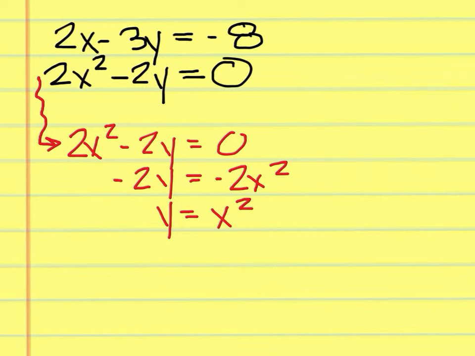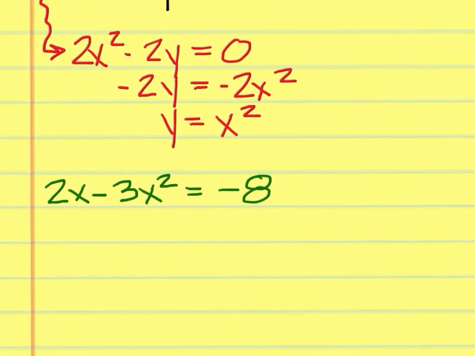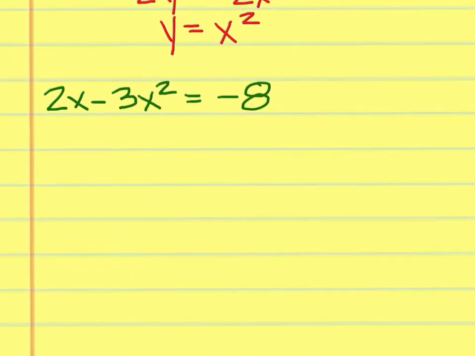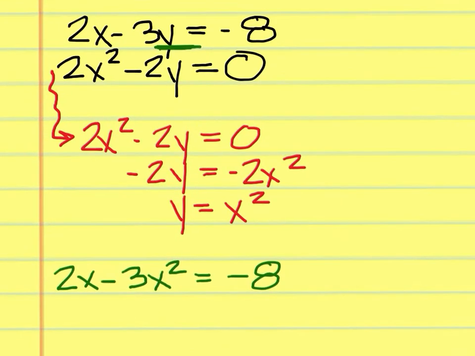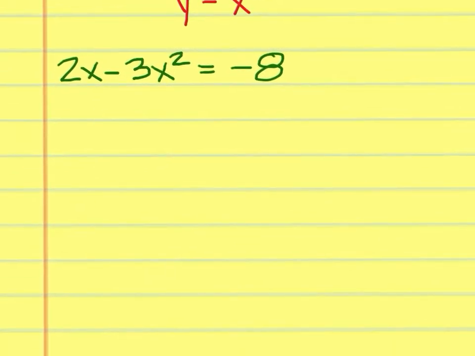So with that, I can go up to here and put in x squared in place of y in the top equation to get 2x minus 3x squared equals negative 8. And then give it a try at putting it in quadratic equation form. So we already have a negative 3x squared on the left and a plus 2x. We now need that minus 8 to go to the left and become plus 8.